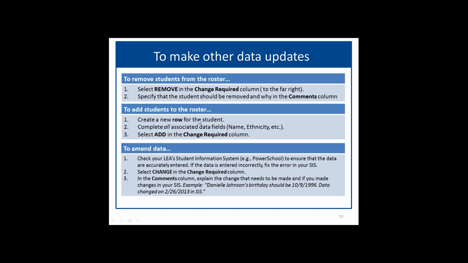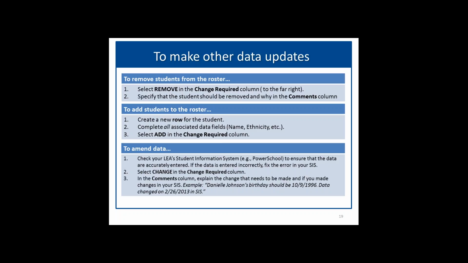Then, if you want to add students to the roster, at the very bottom of your preliminary roster, you would create a new row for the student you want to add, complete all the necessary data fields, and then select Add in the Change Required column. This is exactly the same as how it has been done in the past 2 years, so this shouldn't be new.